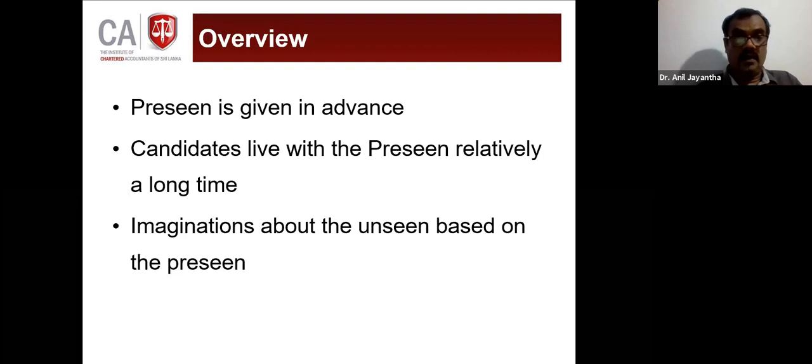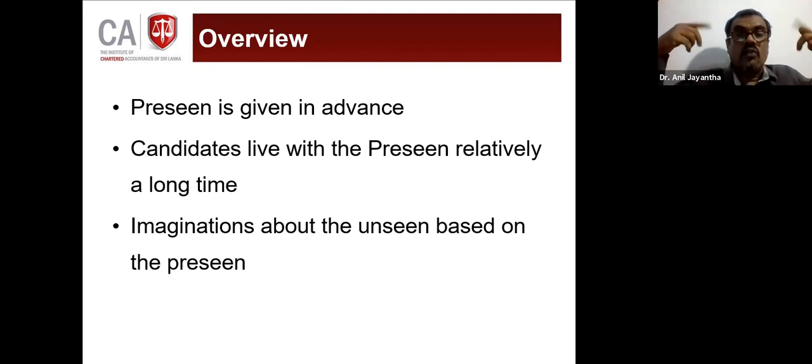It's all right, nothing harmful about reading, but you start to live with the preseen for a relatively long period of time. That is what I just told you. You have to understand it very carefully, otherwise you might take me wrong. On one hand, you have to read it as much as possible, but on the other hand, you need to keep it in a separate basket, away from your logical reasoning domain. I'll explain later on why.